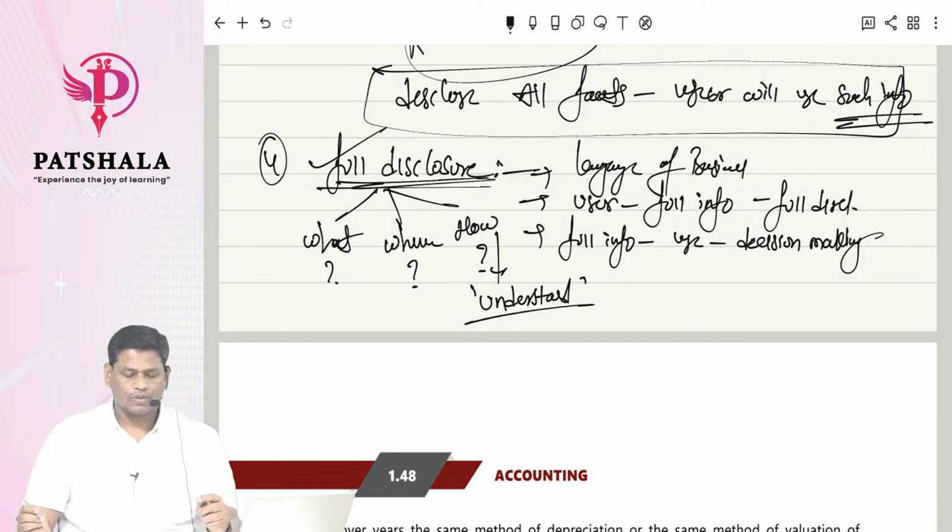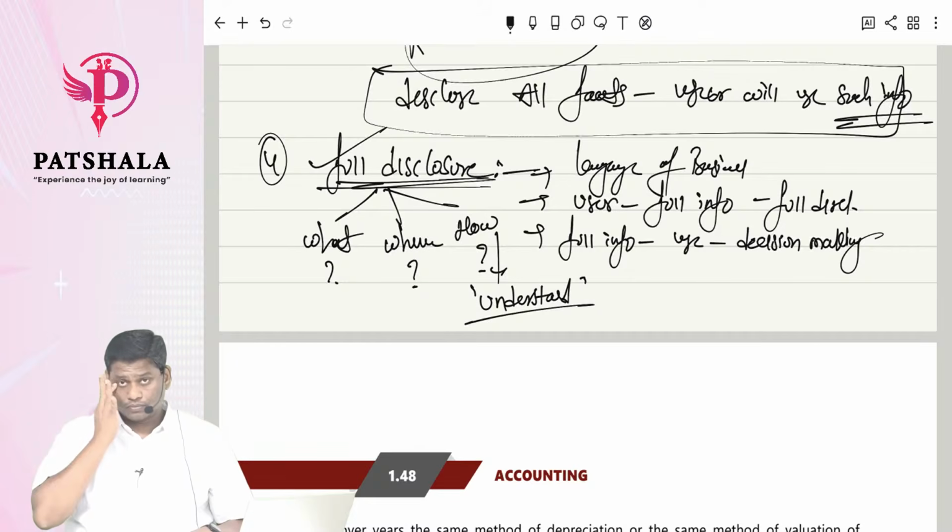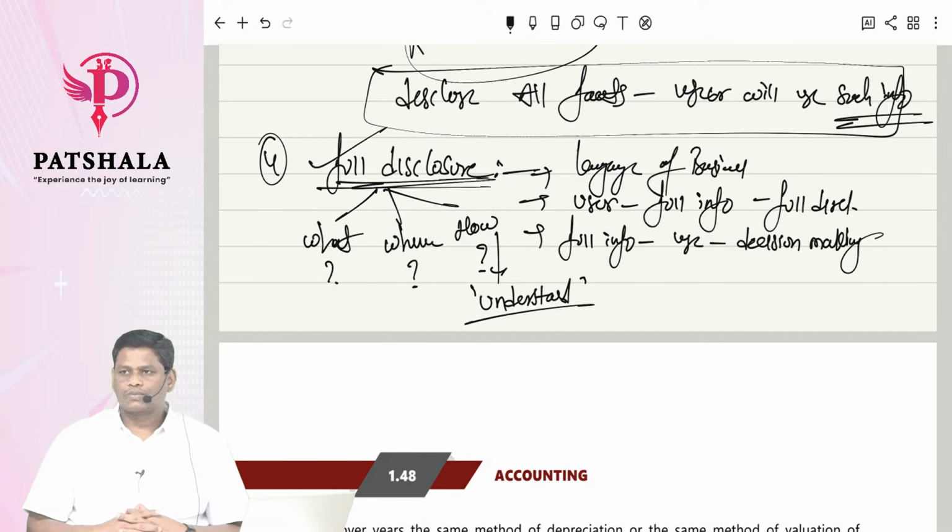Next slide. All material facts should be disclosed in the financial statements in an understandable manner, so that the user can take decisions.